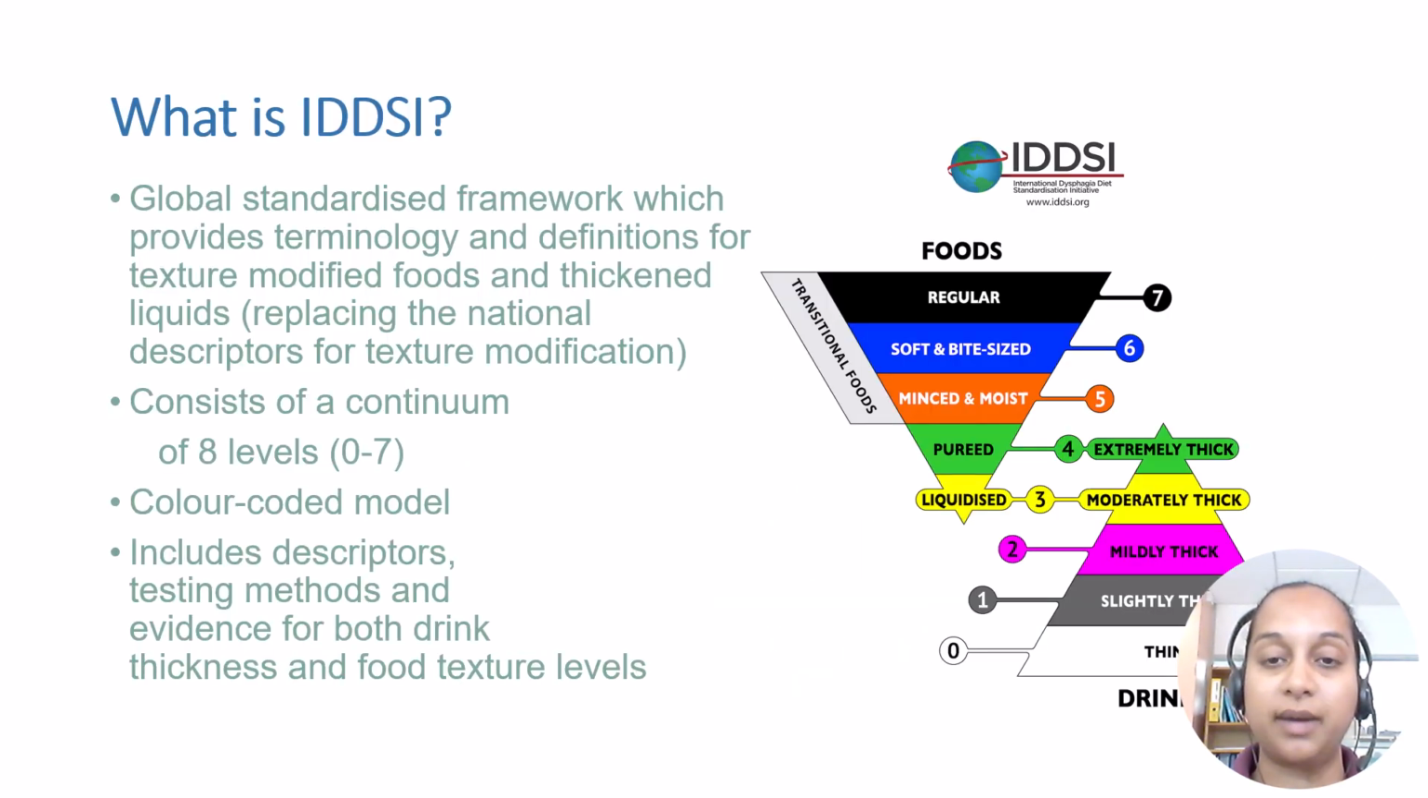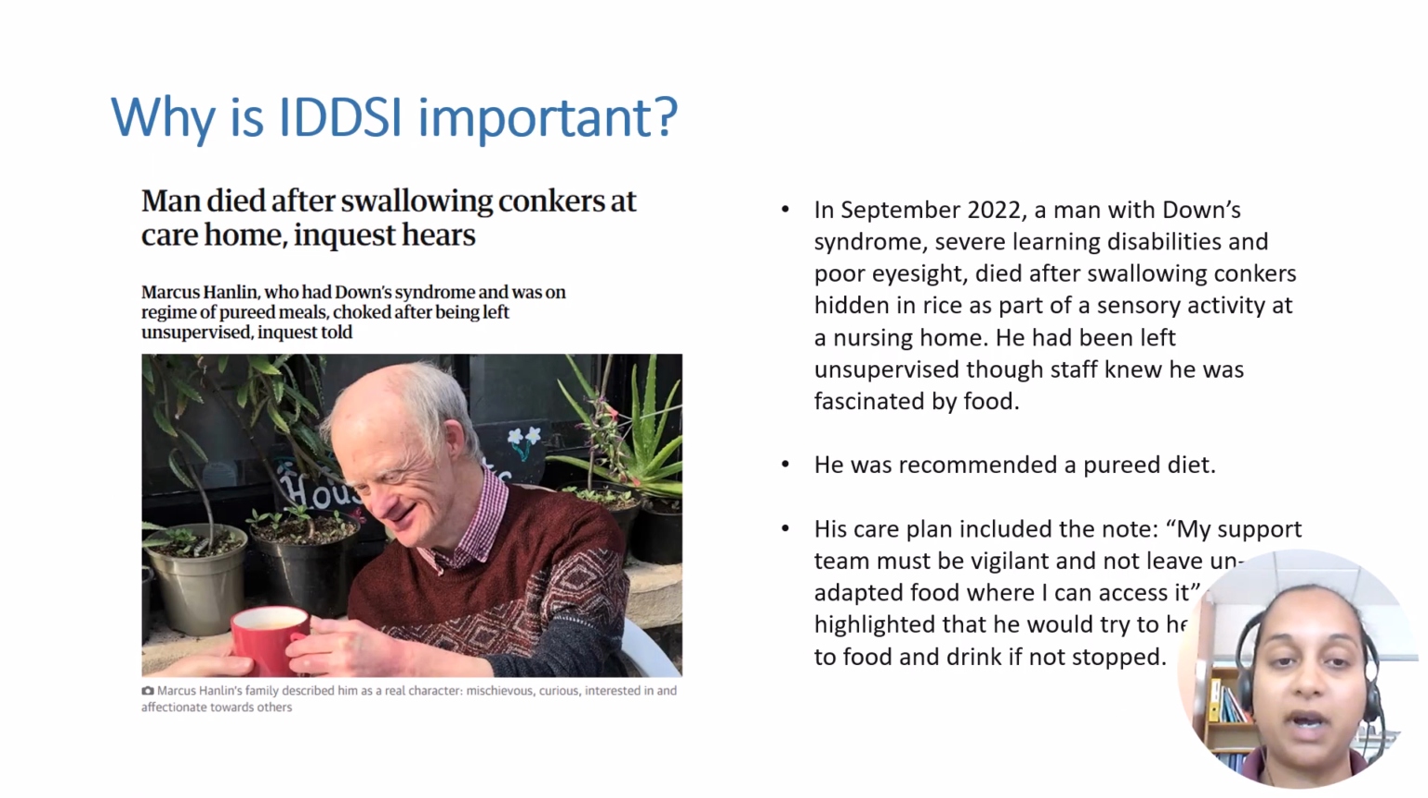Now to talk a bit about IDDSI levels, which is a standardized framework describing food and fluid textures someone can be recommended. Firstly, just a reminder about why IDDSI is important. As you can see from this case, this gentleman was recommended a puree diet but died after he was left alone with conkers that he swallowed. The staff in this case did not pay enough attention to the care plan, which clearly stated that he should not be allowed access to items which might be mistaken for food. So this highlights the importance of following care plans about dysphagia and oral intake.